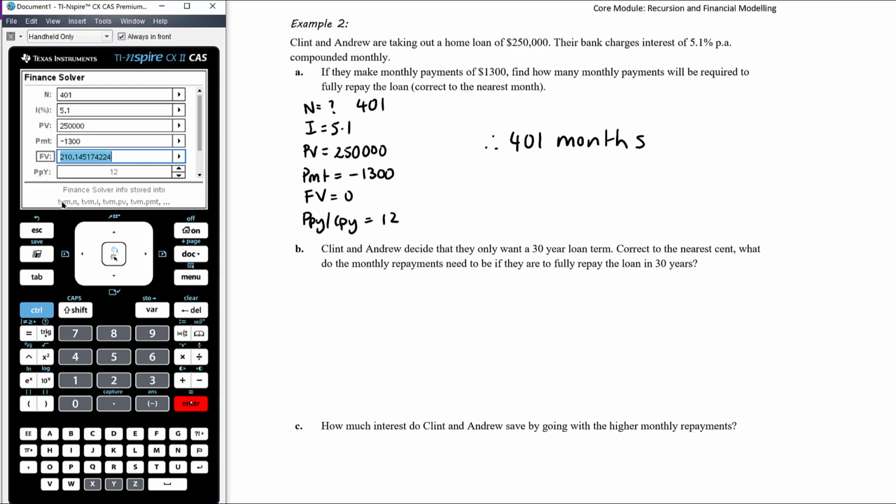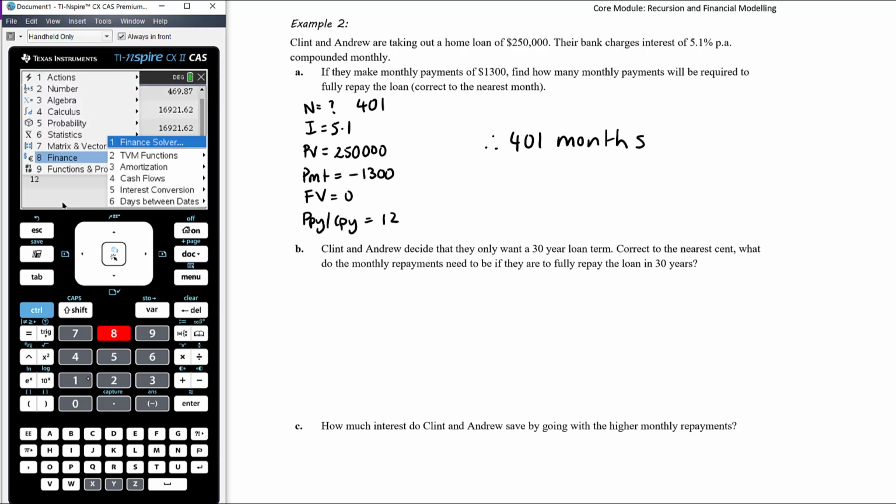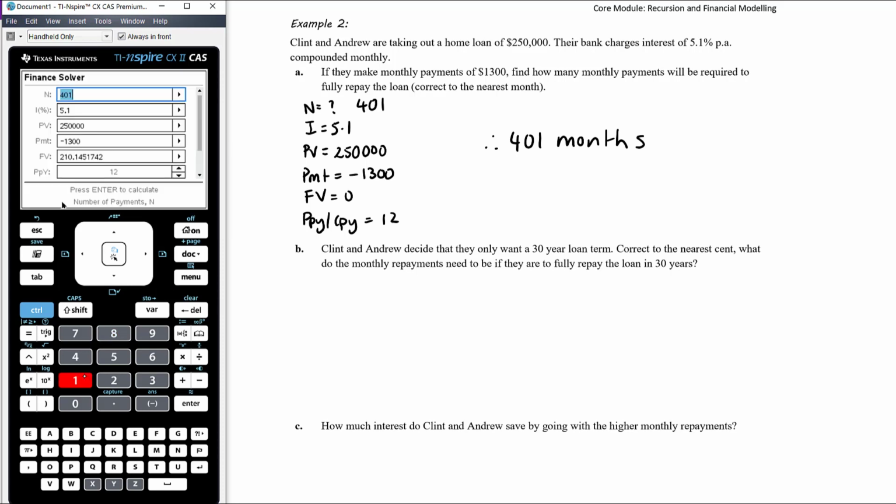Clint and Andrew decide they only want a 30-year loan term. Correct to the nearest cent, let's have a look. 400 months, if we divide that by 12, is about 33 years. So they've decided that they only want a 30-year loan term. Correct to the nearest cent, what do the monthly repayments need to be if they are to fully repay the loan in 30 years? This time, n is now going to be 30 times 12, which is 360. Again, you don't need to work that out. You can just type 30 times 12 into the finance solver.